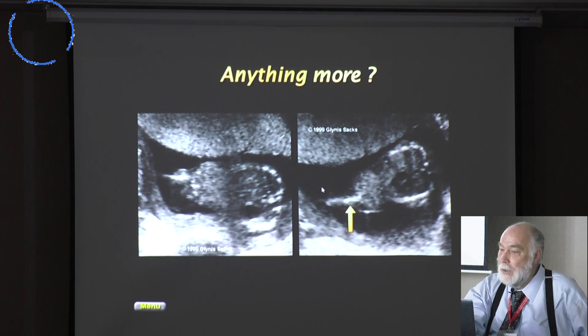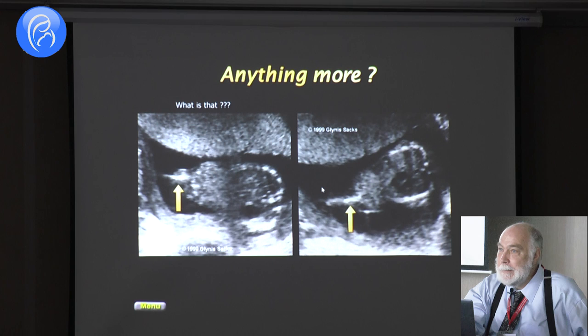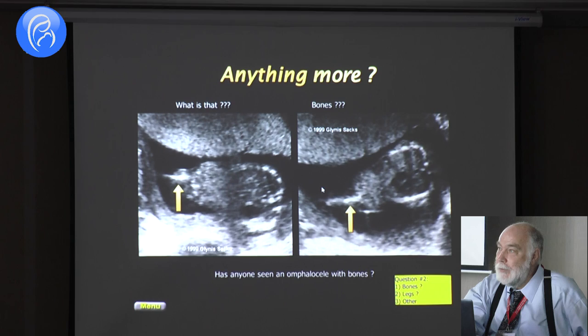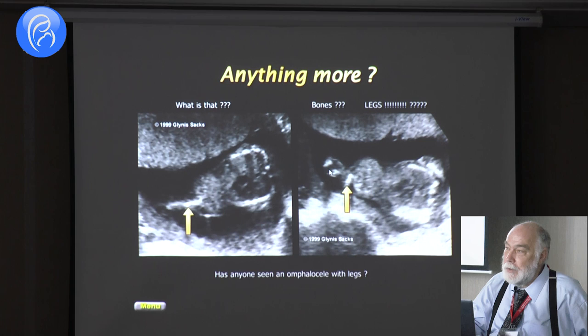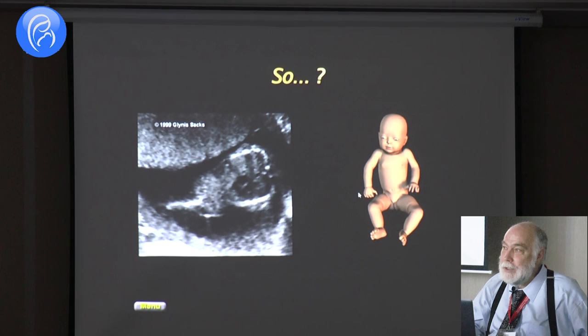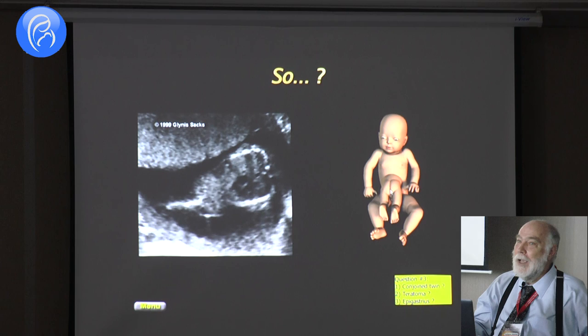A bone. So, has any of you seen an omphalocele with bones? Look at this here. Any in front of you with bones? And here this looks like a cross section of a leg. So now we have an omphalocele that has legs. Anyone seen that? No. This is what this baby has. This is the baby, and this is what it has. You see? So what is that?